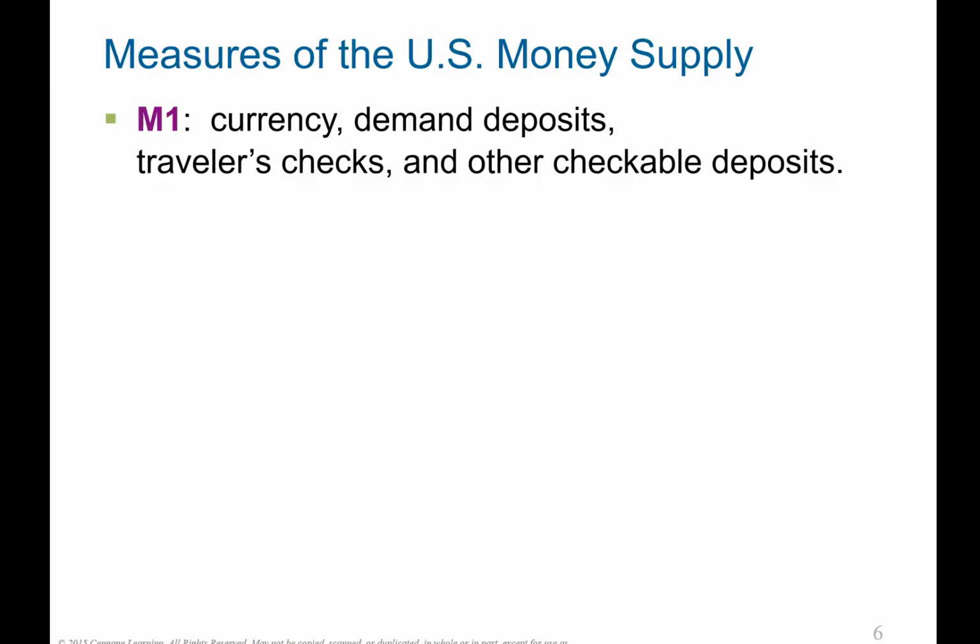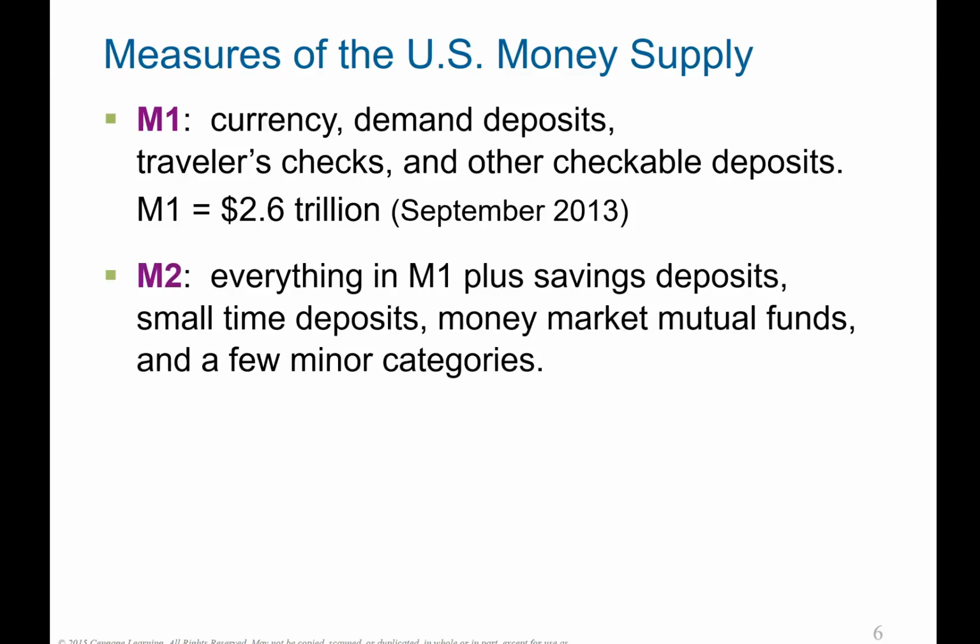The way we measure the money supply in the United States is we identify M1, which is the most liquid form of money, meaning it's most readily available and can be used as final payment for goods and services. And that is currency, which would include coins, demand deposits, these checkable deposits, traveler's checks, and any other checkable deposits, perhaps a very liquid money market account that has checks connected with it. M1 as of September 2013 is 2.6 trillion. It's a little bit more now.